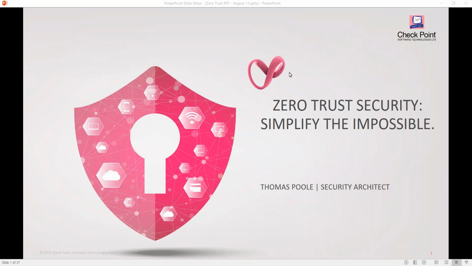So again, today's topic: zero trust security, simplify the impossible. I think it's very important. I've got a long, pretty rich history with zero trust and working with customers in workshops and helping them understand what zero trust means and going through that. I think it's very important to understand what zero trust is.